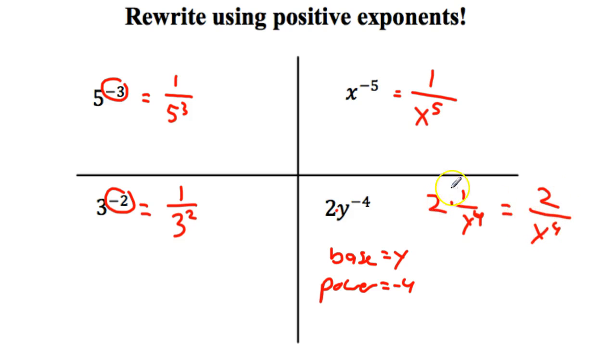Why this instead of that? This is kind of messy, right? You can really just multiply this out. 2 times 1 is 2. 1 times y to the fourth power is y to the fourth. This is kind of showing you the steps in order to get this final answer right there.